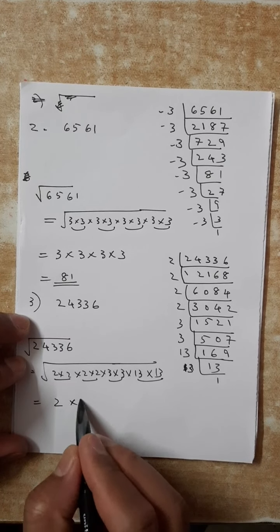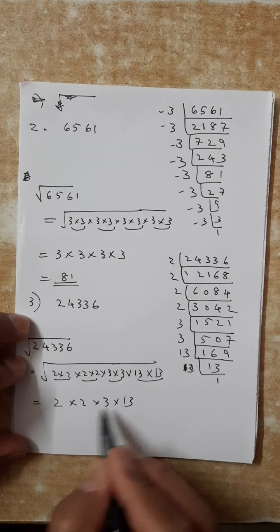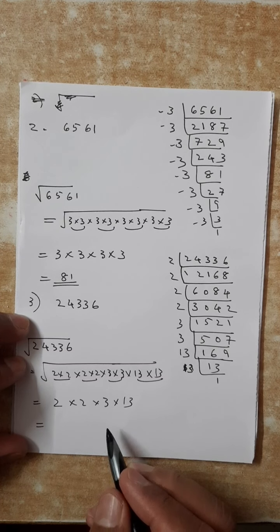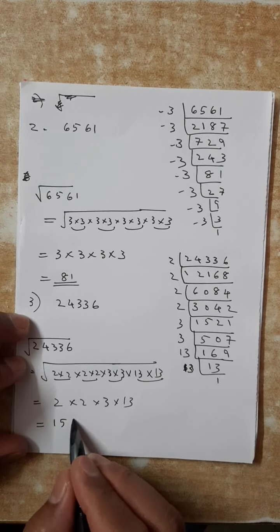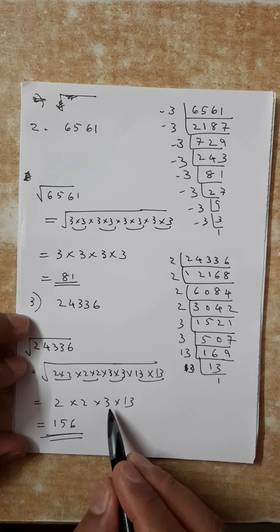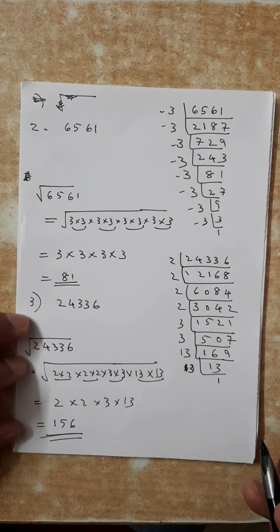1 2, 1 2, 1 3, 1 13. How much? 156. We can multiply 2 2s are 4, 4 3s are 12, 12 into 13, 156 square root.